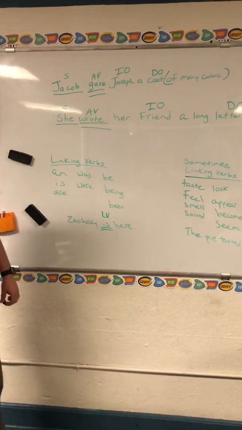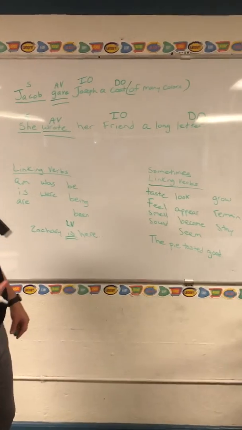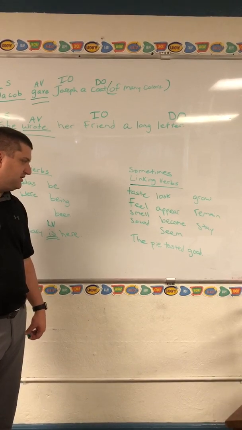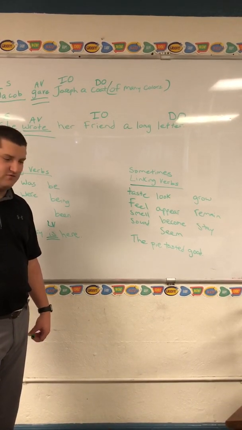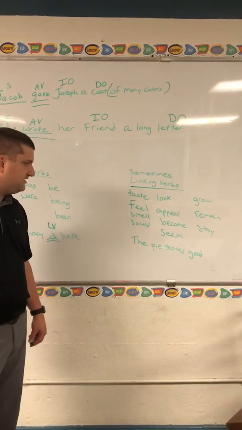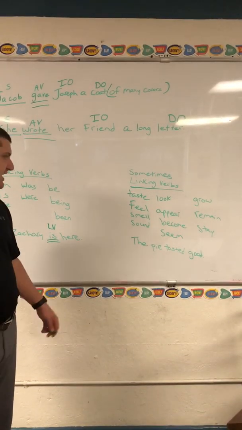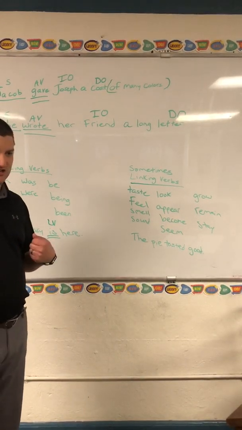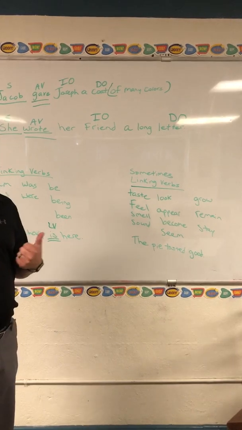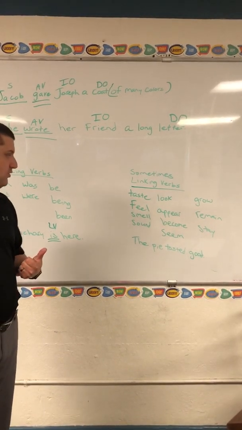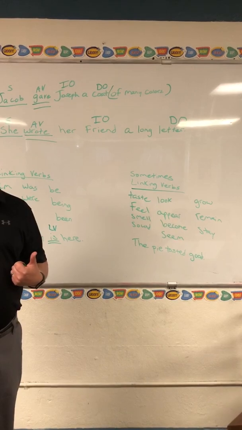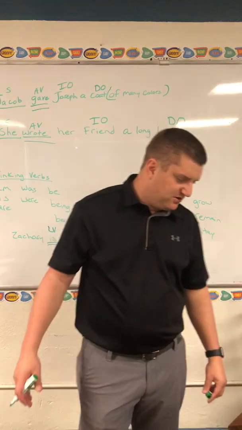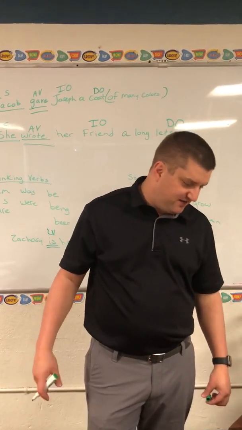Then you have the confusing ones, the sometimes linking verbs. They are taste, feel, smell, sound, look, appear, become, seem, grow, remain, stay. I taste the apple. I'm actually doing an action. So these can be actions. Or I look at the squirrel. I am looking at a squirrel. I am doing an action. Well, sometimes they are linking verbs.